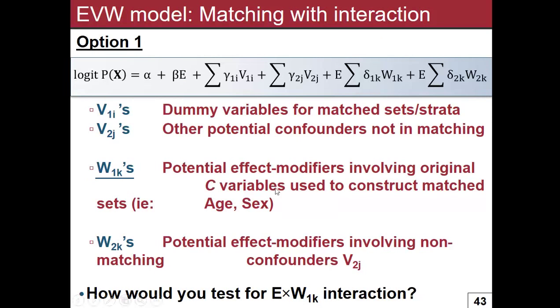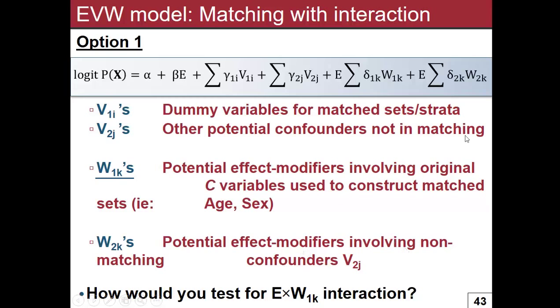One here is a little more complicated model. What if we tried a model that looks something like this? We have the V1s and the V2s as we did before, so dummy variables for matching. Okay, these are the variables for other potential confounders, the V2s. And now, we might have two types of effect modifiers. The ones we saw previously, that we're now calling W2s, were effect modifiers involving the V2s, the non-matching confounders, so other gallbladder disease status, whatever it is.